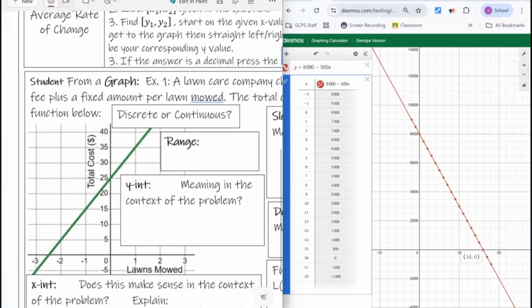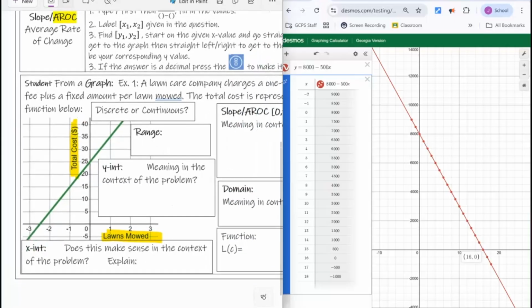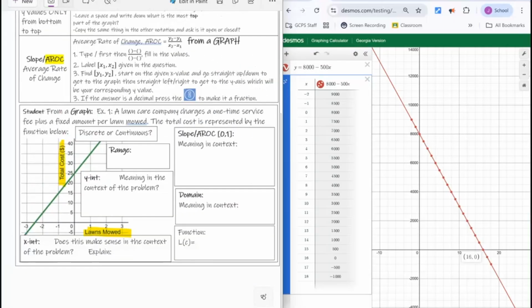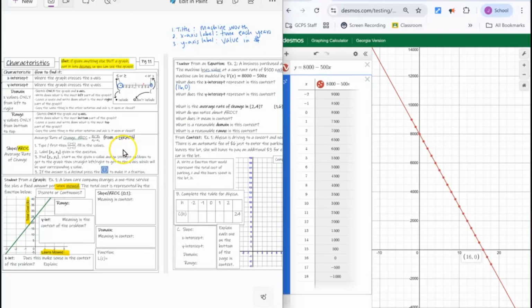All right, so let's go look at your graph and see if you have labels. So yes, you have labels right now. So here's your labels. Here's your X. It's the lawns mowed and the total cost. And then your title, you have to read what it says. Lawn company charges a one-time service fee plus a fixed amount per lawn mowed. The total cost is represented by the function. All right, so your title is mowing lawns. So anytime you're answering a question, you now know what the question is about. So those are the three things that you need.